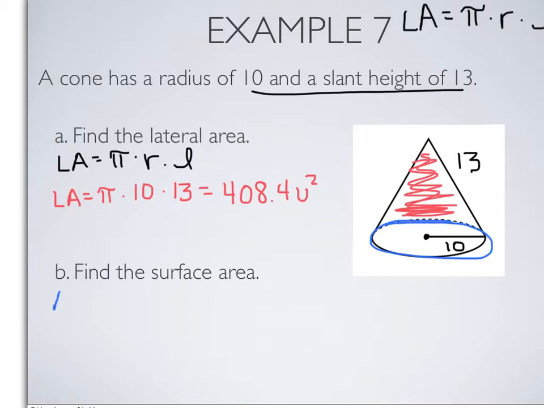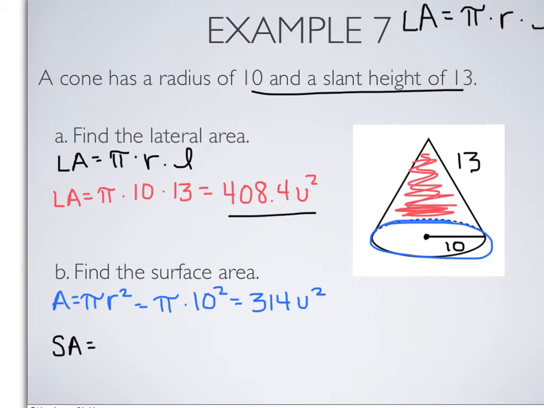And area of that circle, area of any circle, is going to be pi r squared. So in this particular circle, it would be pi times 10 squared, because 10 is my radius, which gives me a total of 314 square units from the circle. Okay? So now to get the total surface area, I want to take that lateral area that I got before, the 408.4, and add to it the area of my circle, which is 314.